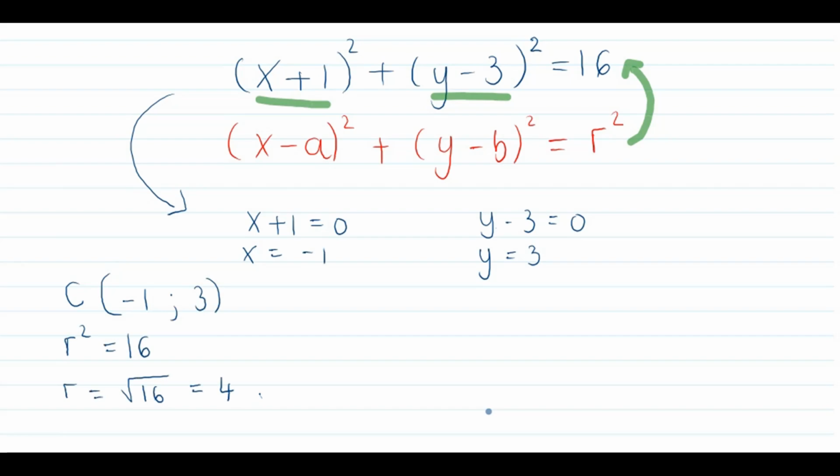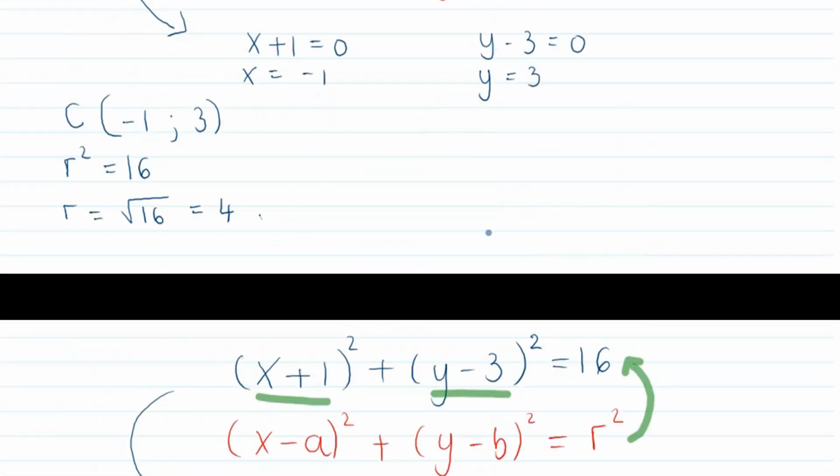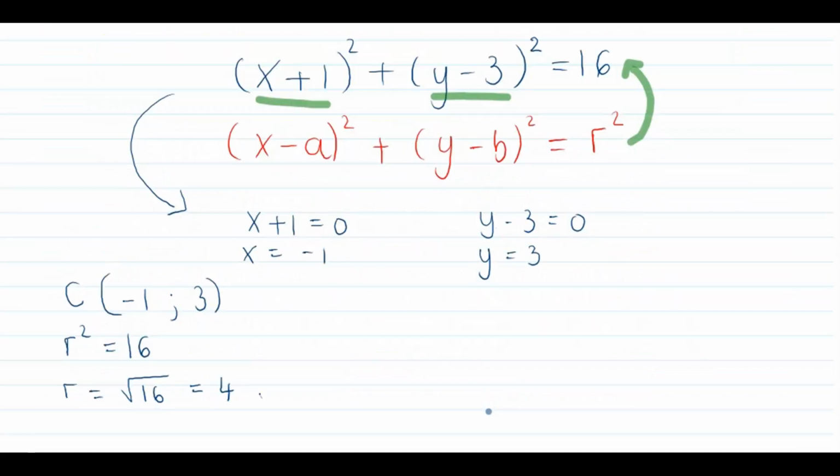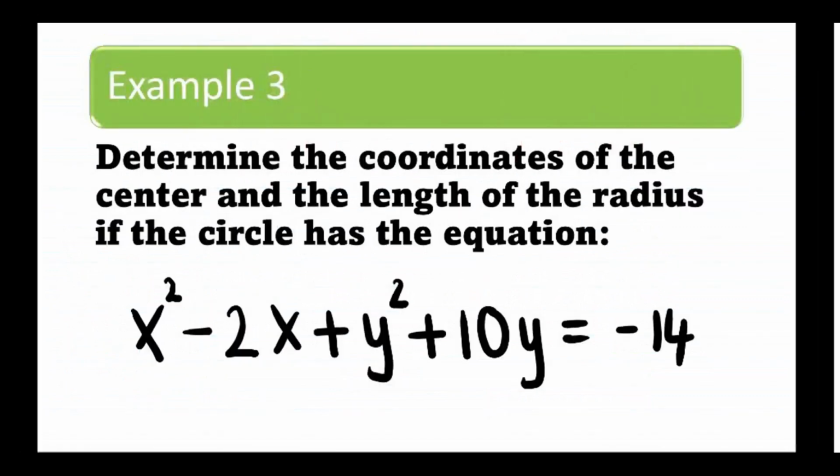Right. Therefore, we have calculated what we needed to calculate. We've determined the coordinates of our center, and we've also calculated the length of our radius. We found that the coordinates of our center are negative 1 and 3, and that our radius is equal to 4. Alright, so let's look at the next example.